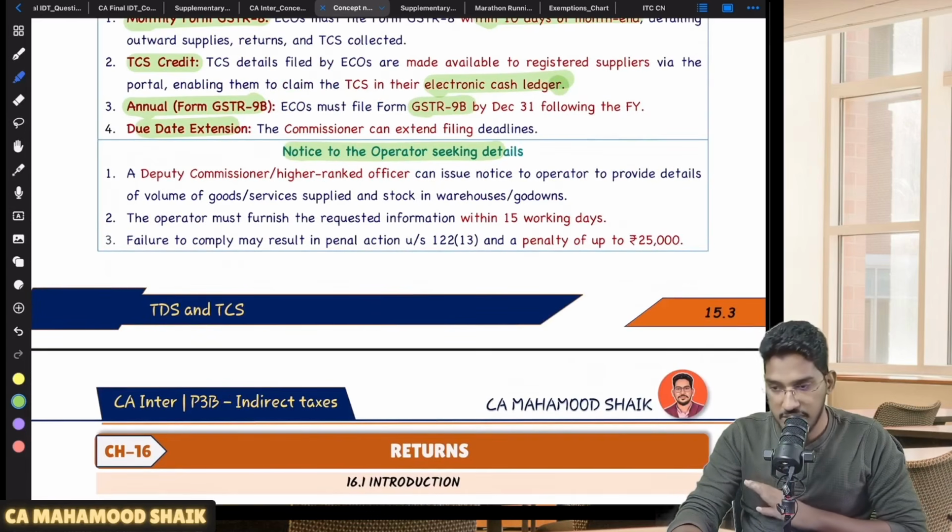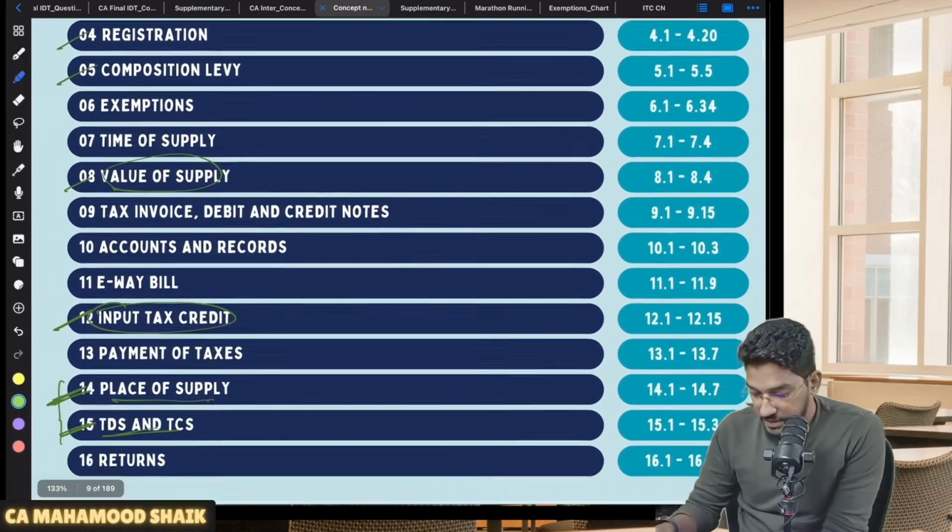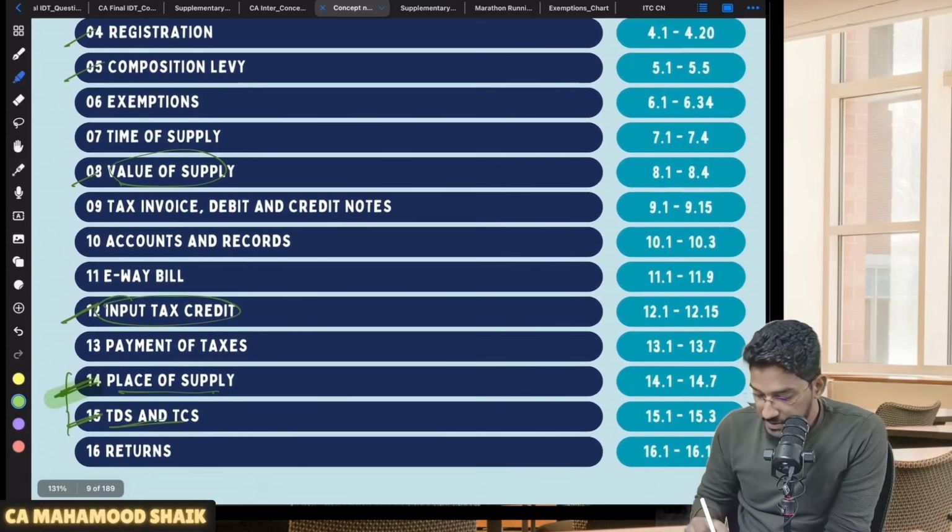Able to understand? Clear and comfortable, everybody? Right. So if you come back to the index, what we have covered now: today we have covered the place of supply chapter and the TDS and TCS chapter.